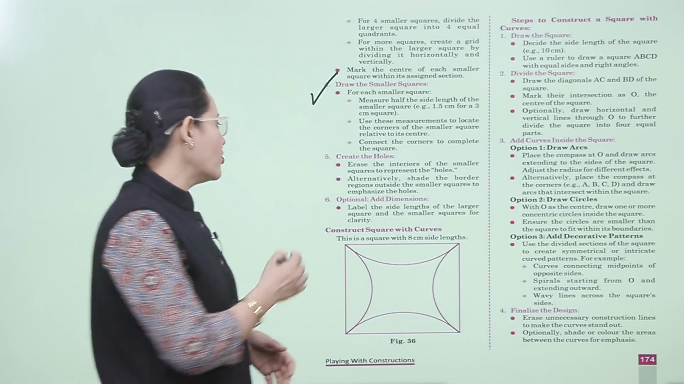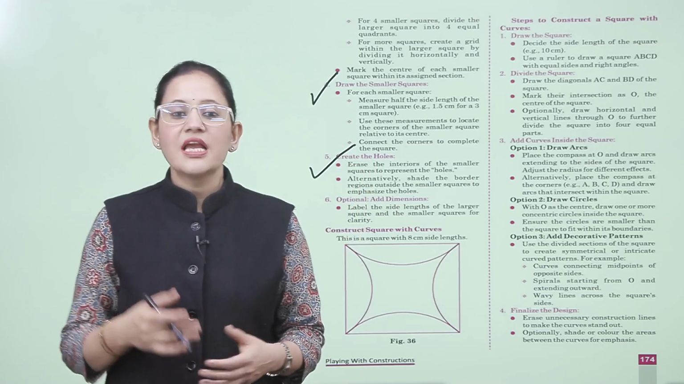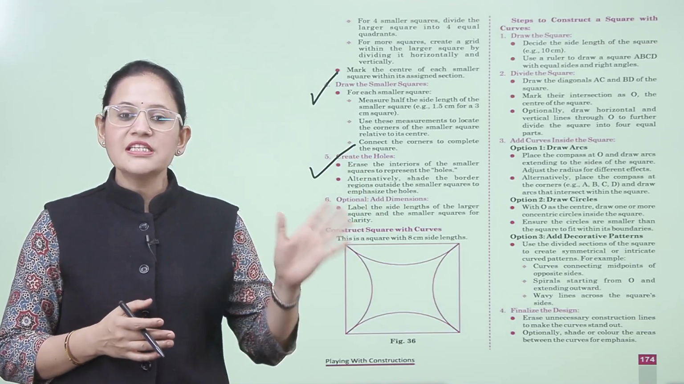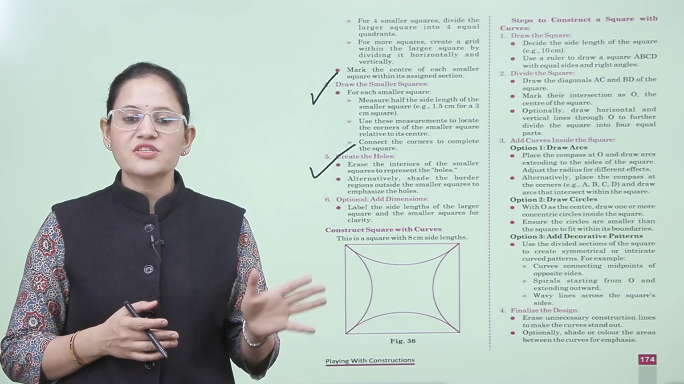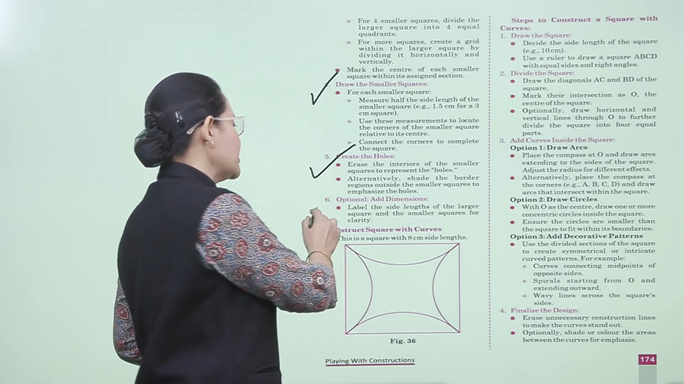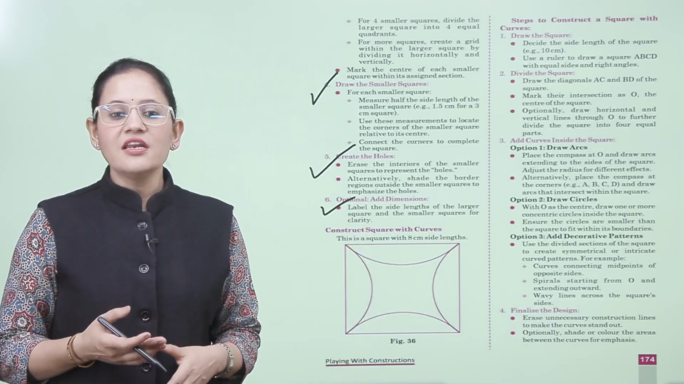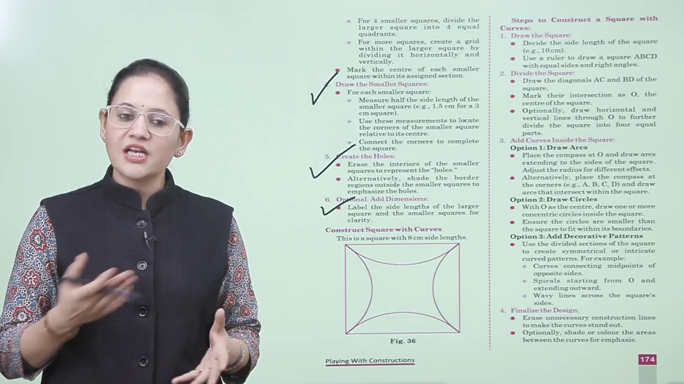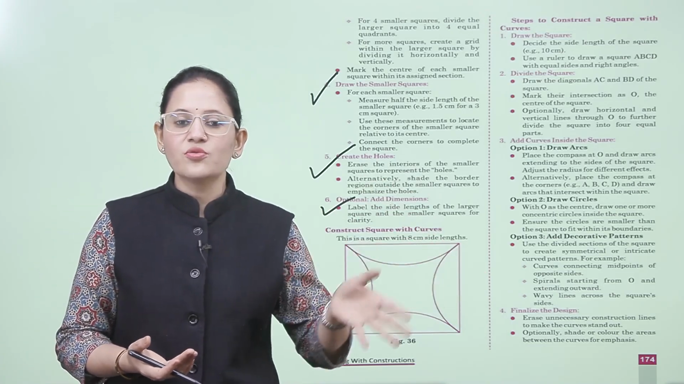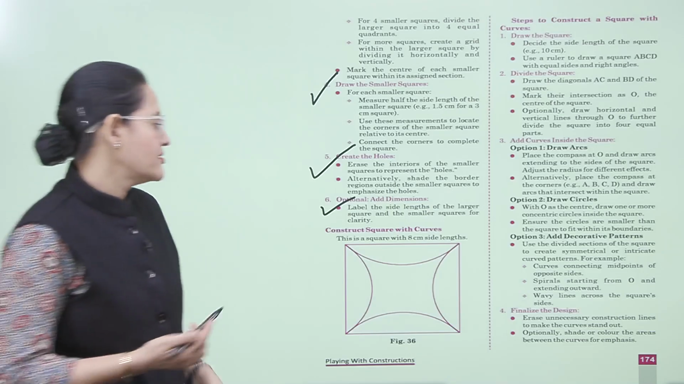Now we have to create the holes. For that, erase the interior of a small square to represent the hole. Alternatively, shade the region outside the smaller square to emphasize the holes. Next, we can add the dimensions. We will label the sides of the larger square and the smaller square for clarity. Like we have done earlier, the process will be the same and you will make changes according to the design you want. Next is construct a square with curves.